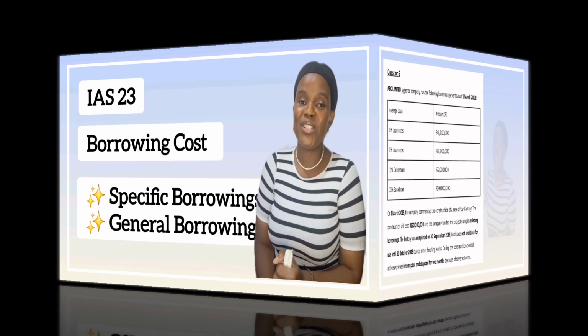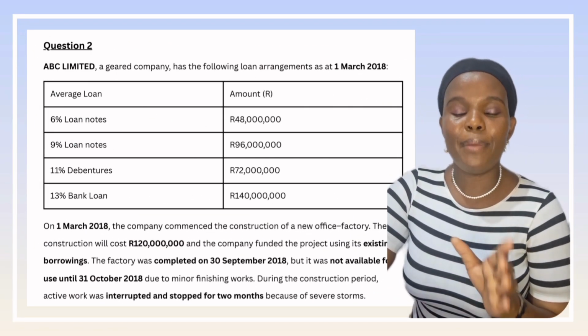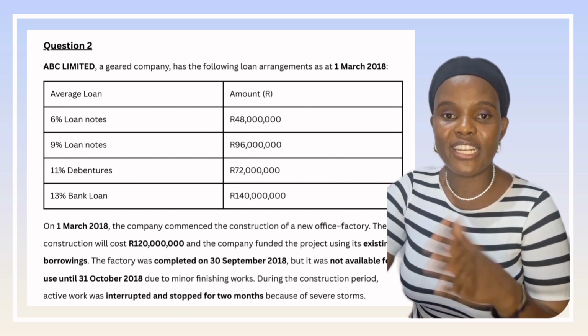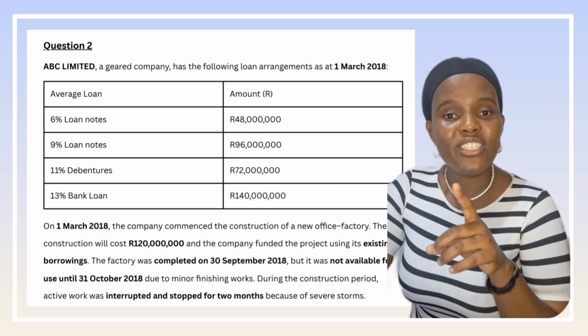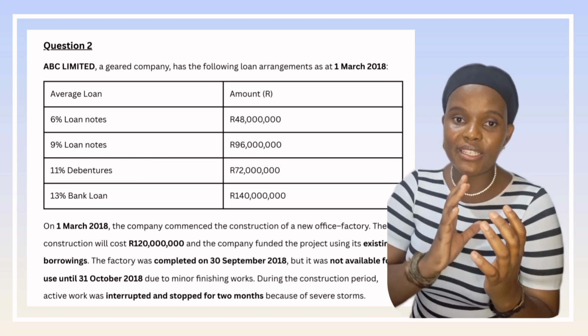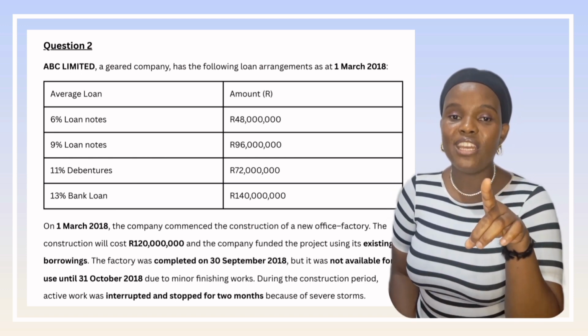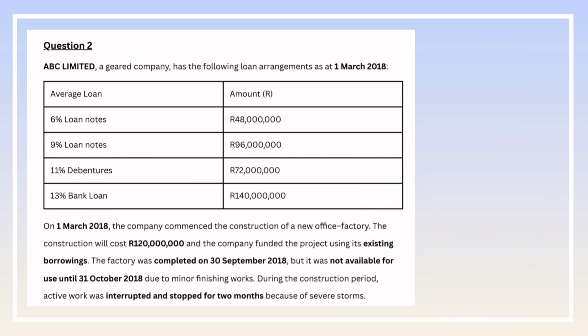Okay, here's scenario number 2. If a company uses its existing borrowings to fund a big project, let's say a building, how much interest becomes part of the building and how much is just an expense? Let us work it out here on question 2. Here is our question 2.